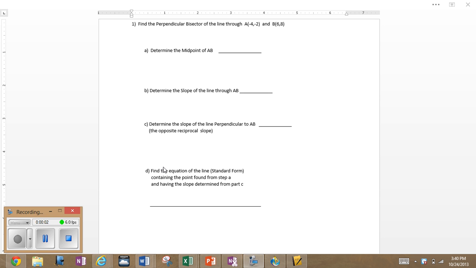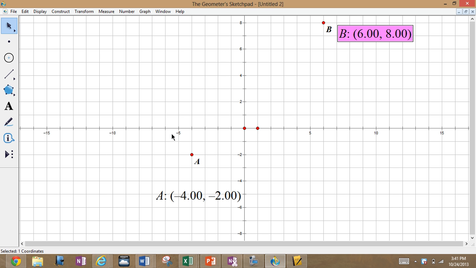So we're going to start looking at this problem involving the perpendicular bisector of a line segment through 2 points. I'm going to accompany this by looking at the Sketchpad. Here I have my points plotted, A and B: (-4, -2) and (6, 8). I'm going to construct a segment through those two.